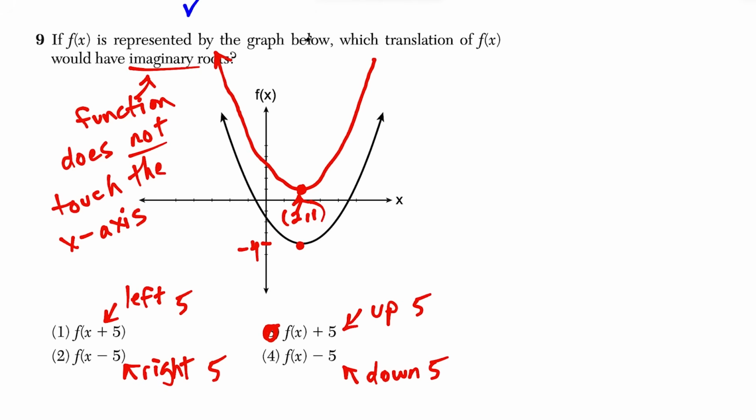So the entire function here misses the x-axis, and this would make it possible for the function now to have imaginary roots. Okay, if we did any other transformation, the graph would still hit the x-axis, and that means it would have real roots. So choice 3 is our answer.